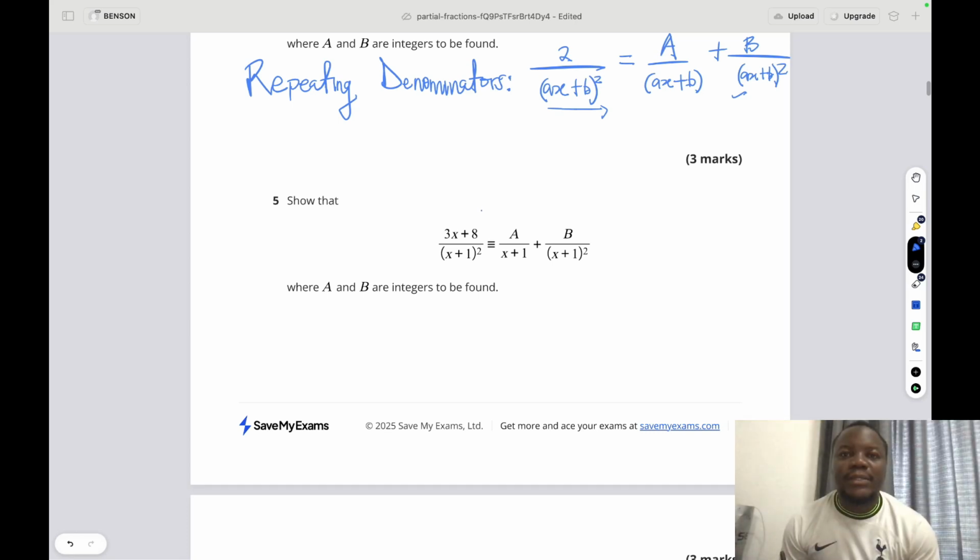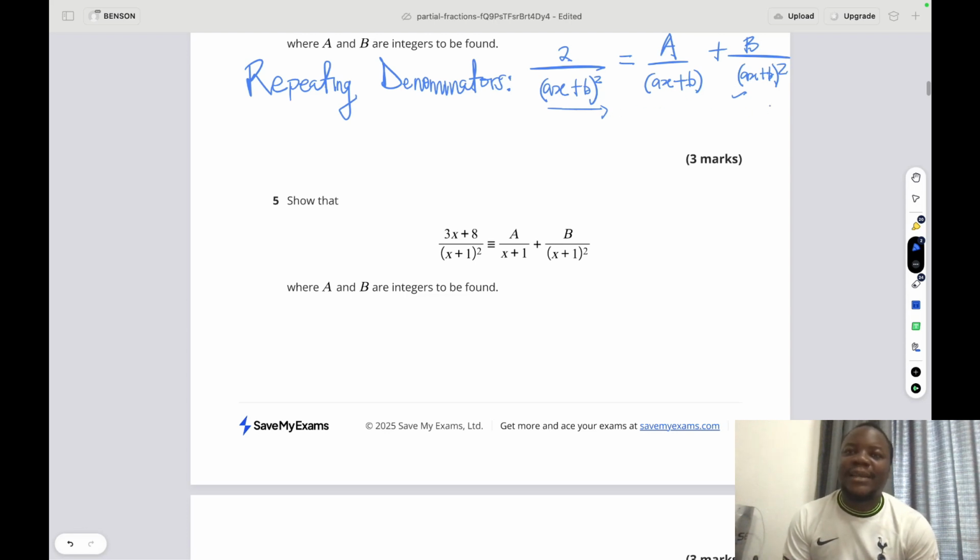So let us look at partial fractions where the denominator is repeating or is raised to a power more than 1. Okay, so the rule is very simple. If you look at this example that I've given you here, you've got (ax + b) squared, so it's repeating itself twice. When that is the case, when you decompose this partial fraction, the first one is going to be A over (ax + b) to the power of 1. Then the second one is going to be B over (ax + b) to the power of 2.